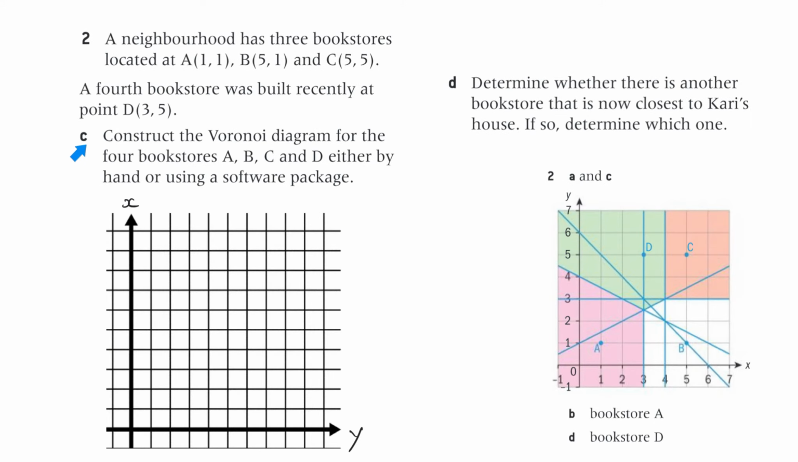Next part here, before C, it says a fourth bookstore was built recently at point D35. Construct the Voronoi diagram for the 4 bookstores A, B, C, D, either by hand or using software package. So we go back to our original method, but we're going to add one more bookstore here, which means it's going to get a little bit more complicated. So let's plot the points A, B, C, and D. There we go. I've added the points here, so I've got this new one here.